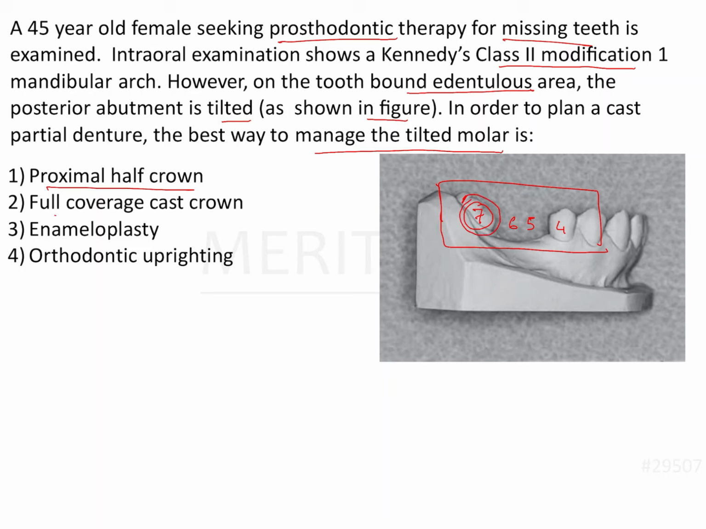Okay. Here it is indicated if it is a 4-unit FPD. If you want to give a partial coverage retainer on the molar and full coverage on the premolar, then you can go for a proximal half crown. But again, that is not a conservative treatment approach. Full coverage cast crown, like I told you, a surveyed crown, is not very conservative. Enameloplasty is not advisable because you are going to modify the tooth contours in an unfavorable way, because one part of the crown is higher than the other part. And orthodontic uprighting should be the first choice of preference in this kind of a case. So the correct answer is orthodontic uprighting.